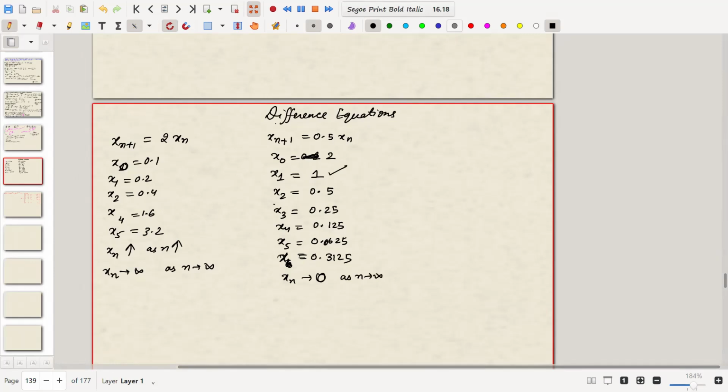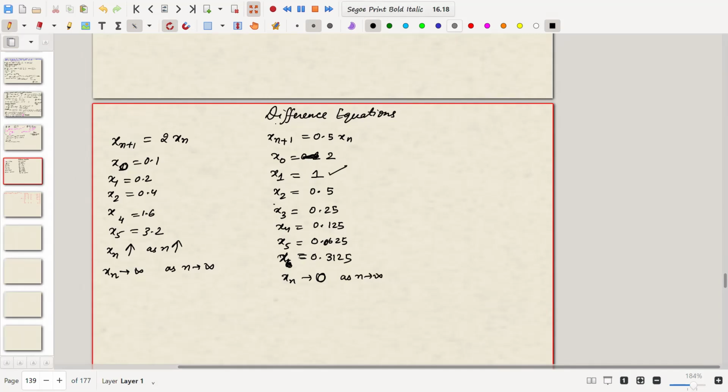Now, what happened to both of these equations? The first difference equation tended to infinity as n tends to infinity. The second difference equation went to 0. When you are modeling any infectious disease problem, you always want the second case, where the number of infections under a particular vaccine should go to 0 over a long run, after two or three months or so.